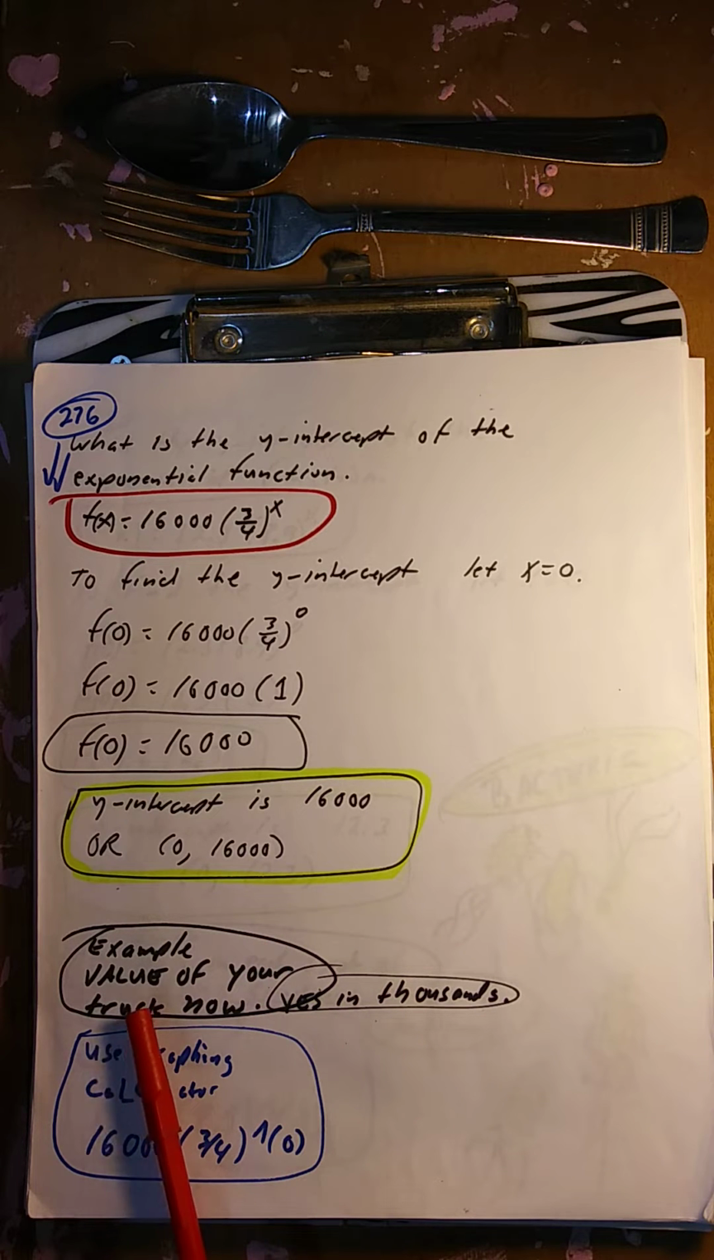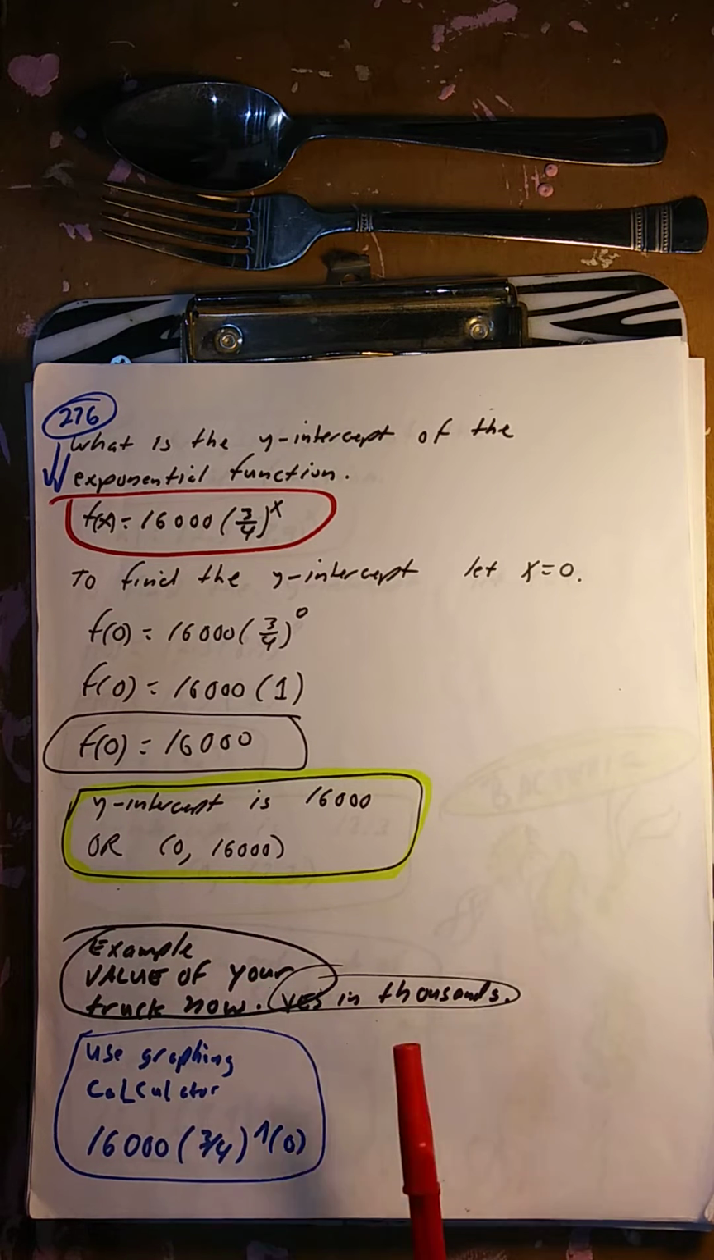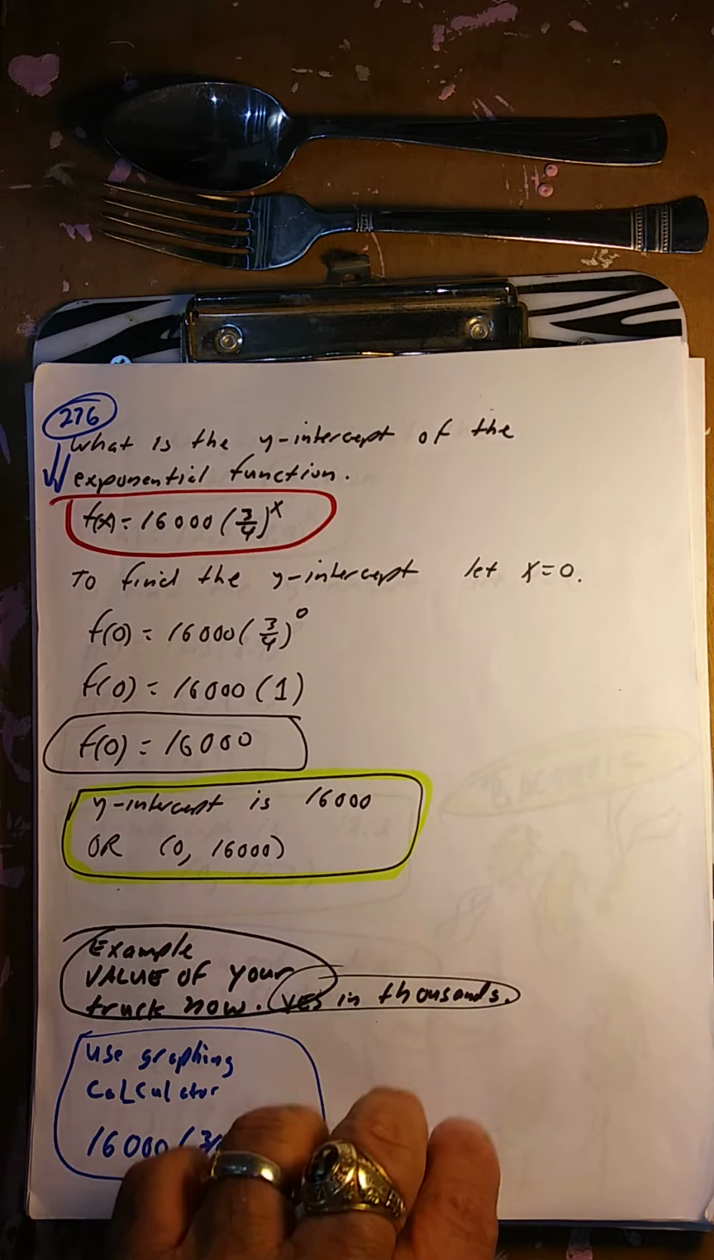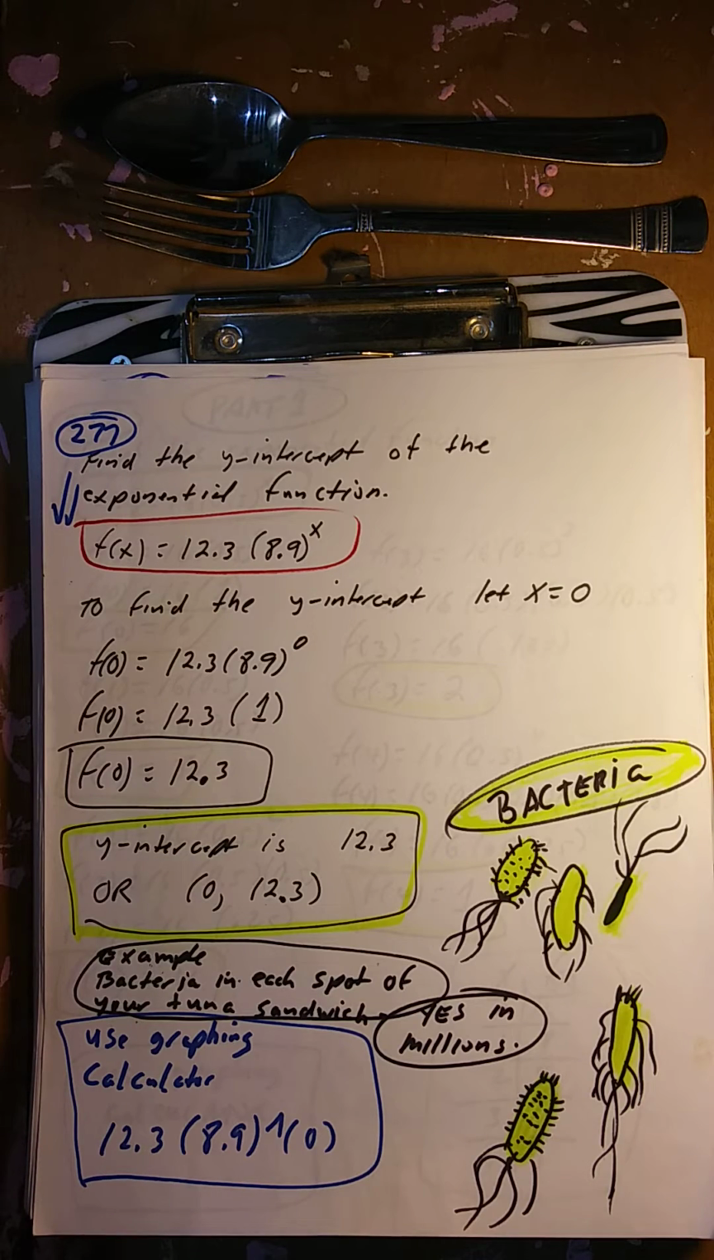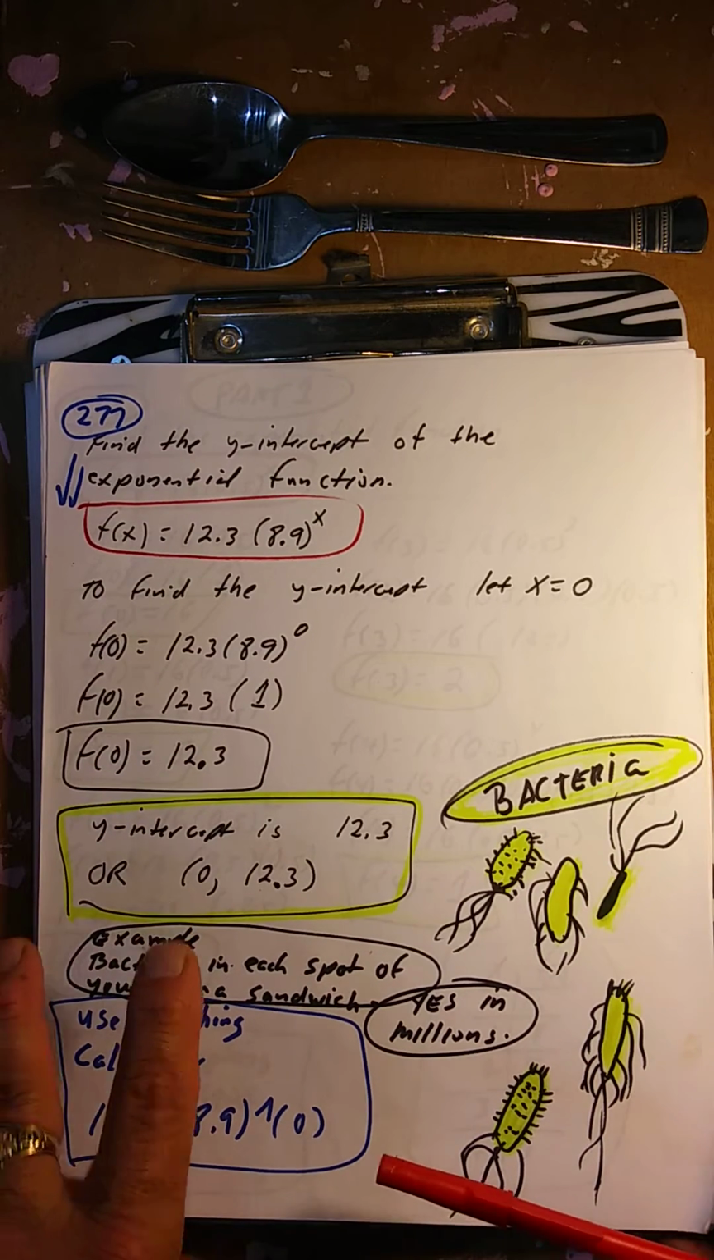Example of this: the value of your truck right now. Yes, in thousands. What is the value right now? That's what that means.